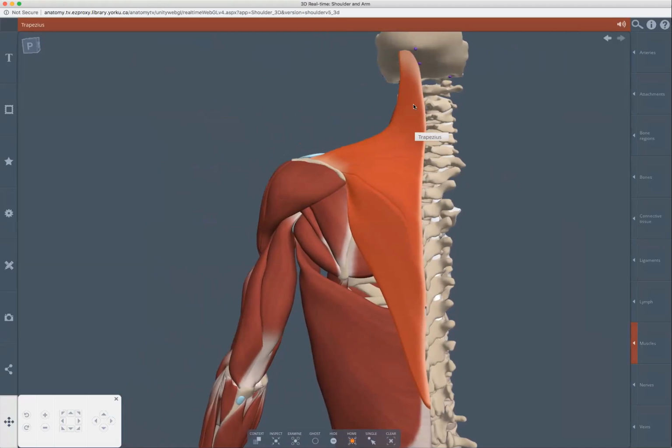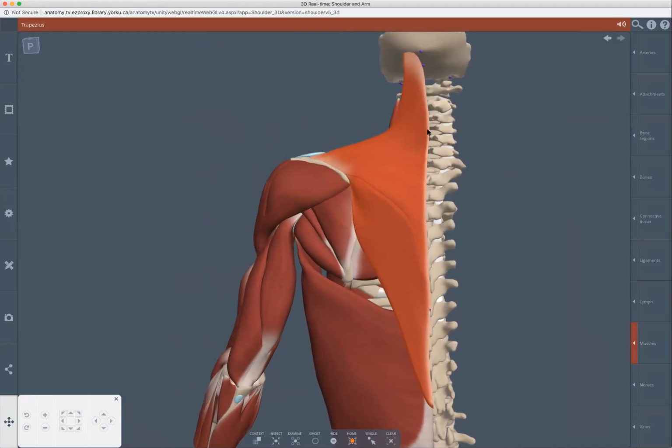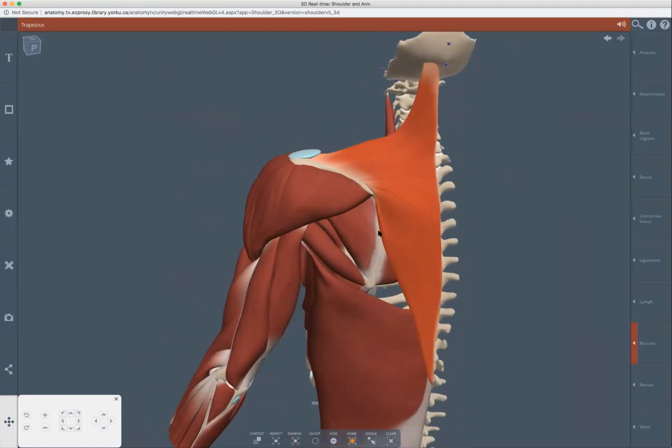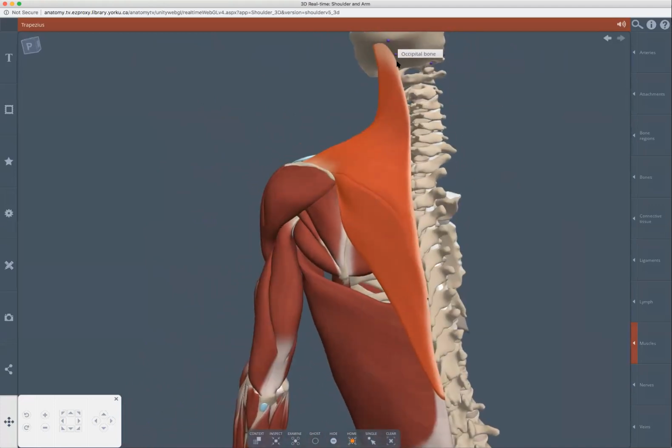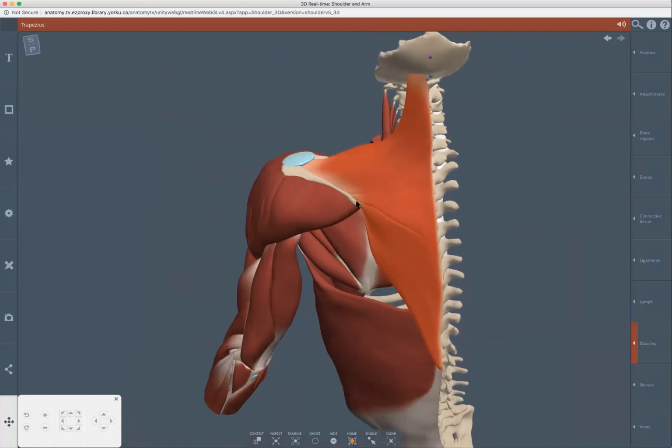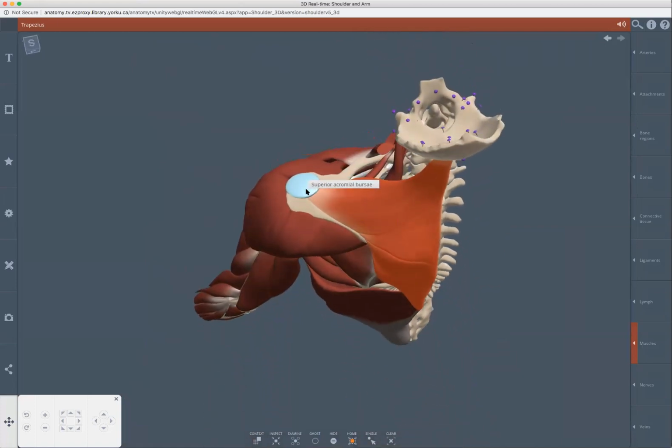Okay, so you can see your trapezius with its sort of notable triangular shape attaching to the occipital bone, okay, and then down the ligamentum nuchae and all of the spinous processes of the thoracic vertebrae. And then we can see the insertion being somewhat of a horseshoe shape.